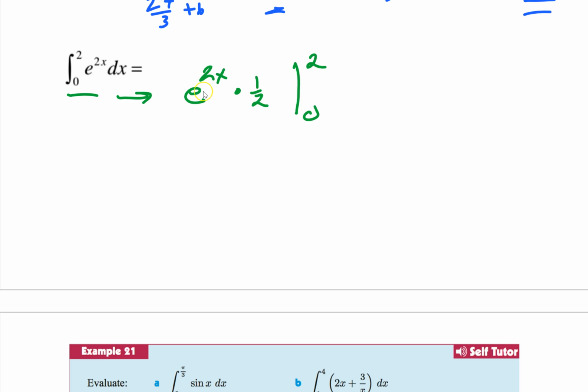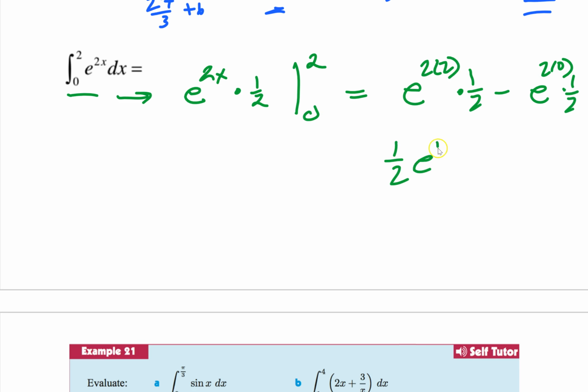So you integrate like normal, and then plug your limits in. In this case, we're going to plug in top minus bottom. So e to the 2 times 2 times 1/2 minus e to the 2 times 0 times 1/2. So again, just integrate like you normally would. It's a little harder to integrate than normal. This was like a reverse chain rule. But once you do that, it's the same thing, top minus bottom. Over here, I get 1/2 e to the 4th minus 1/2 e to the 0. Now, keep in mind, this is not 0. e to the 0 is 1. So that 1/2 is still kicking. It's 1/2 e to the 4th minus 1/2.